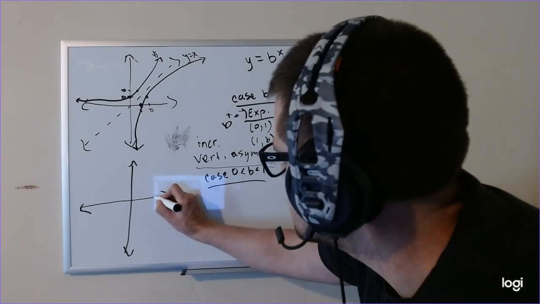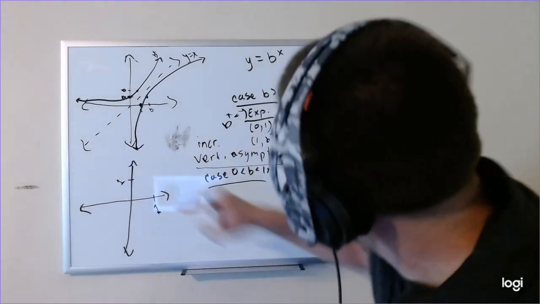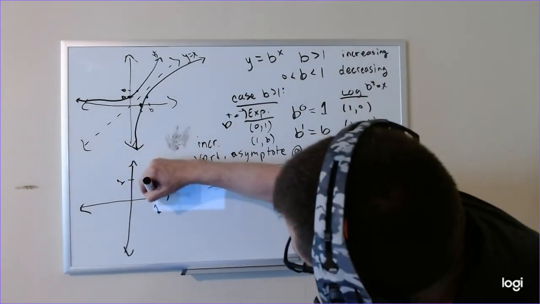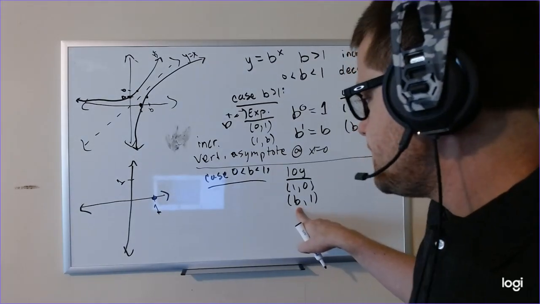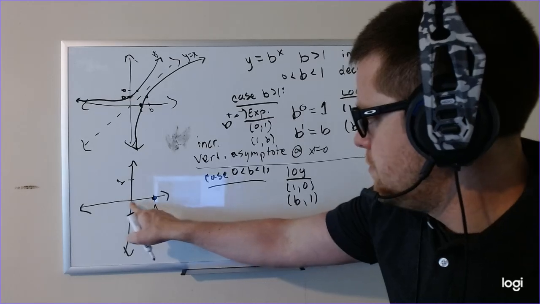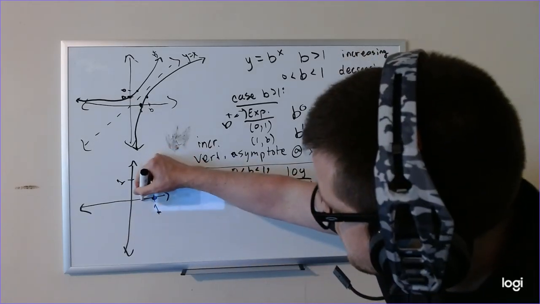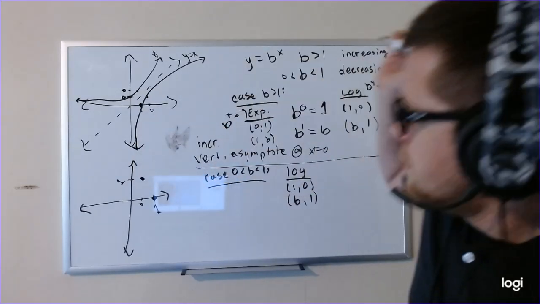Let's say this is 1. So 1, 0 is here. This is going to be my log function. And b, 1, well, b is less than 1, so it's going to be less than 1, bigger than 0. Somewhere in here, there's a b, and it is 1 at that point.